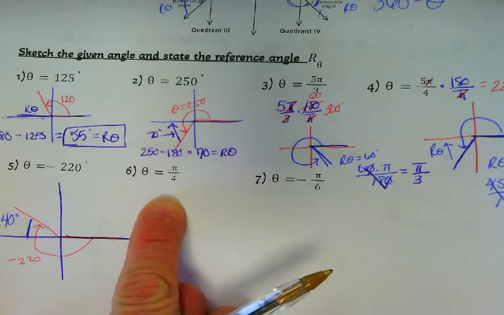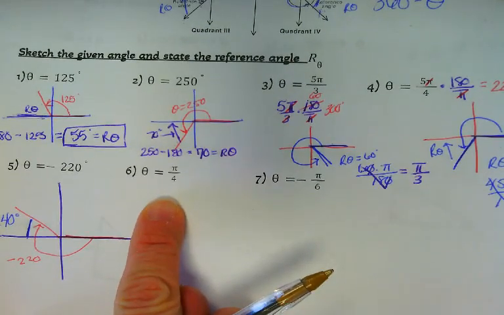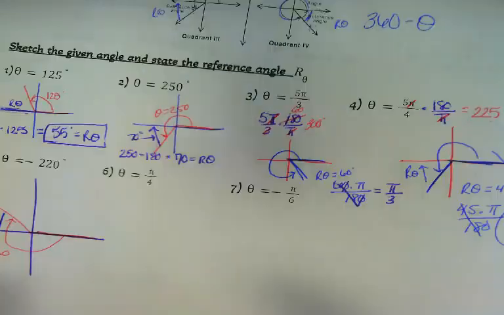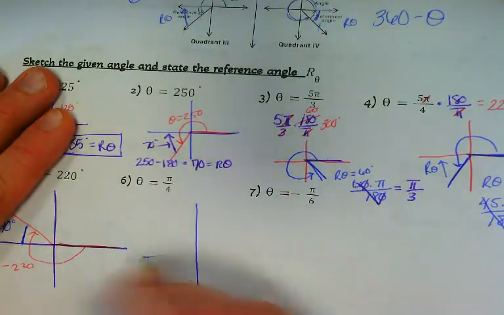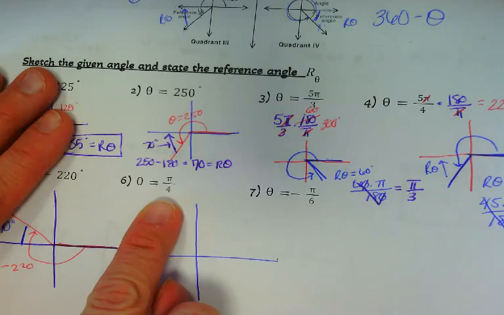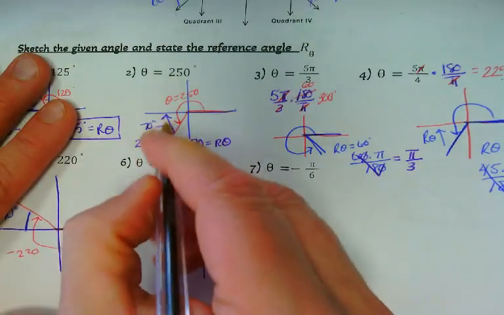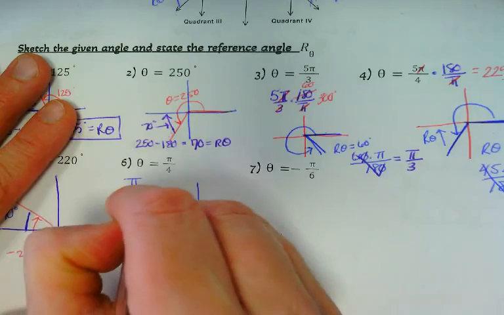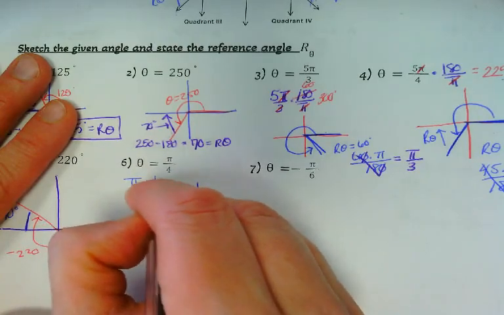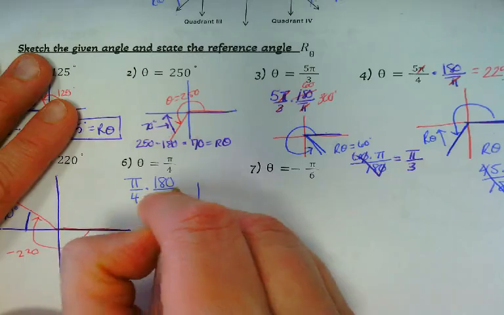Pi over 4, anyone want to guess the reference angle? Why, Payne? You're right. If you knew the reference angle right off pi over 4. It's giving it to us, okay. All right, if you don't know what pi over 4 is, we can easily convert it to degrees. All right, so it is less than 90. 180 over pi. Okay.